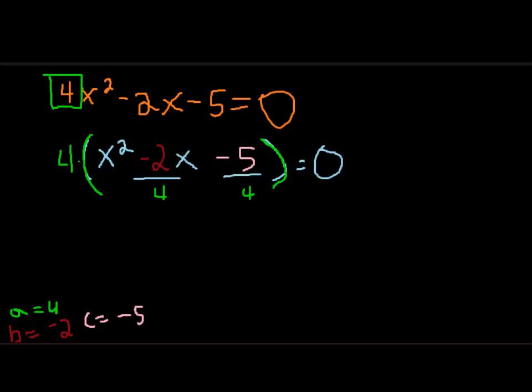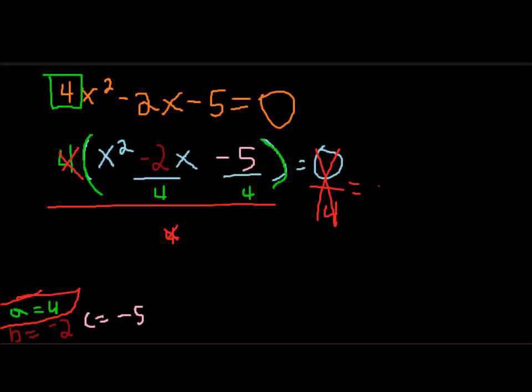And if you multiply this all by 4, if you've done it correctly, you should get 4x squared minus 2x minus 5 equals 0. Then you divide this all by 4 and this all by 4, which should be your a value. And then you'll have a simpler equation, and that is x squared minus 2 over 4x minus 5 over 4 equals 0, because these two cancel each other out, and 0 over 4 equals 0.